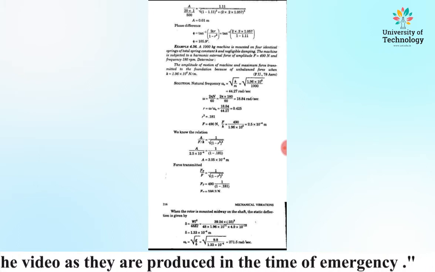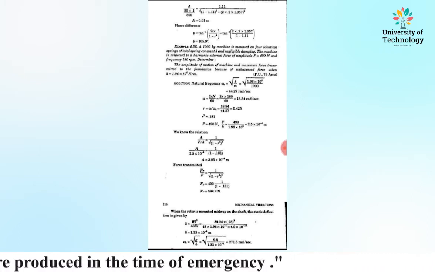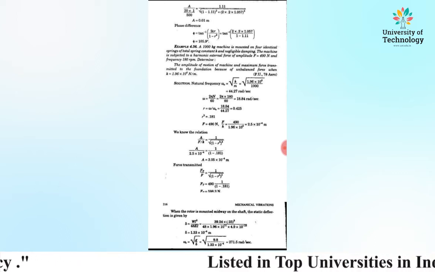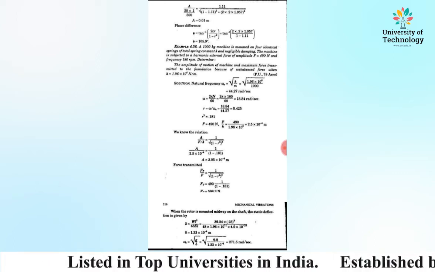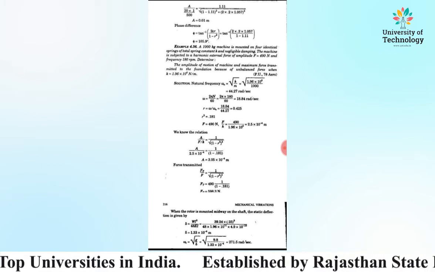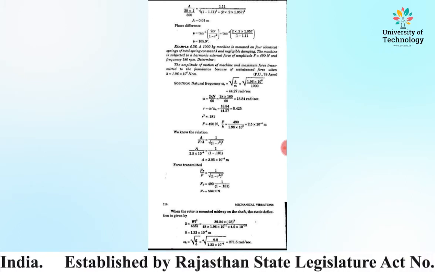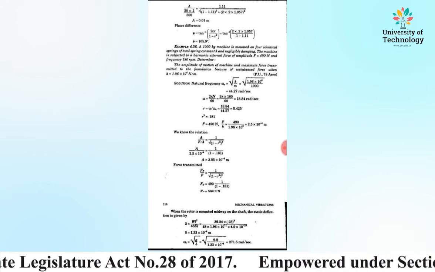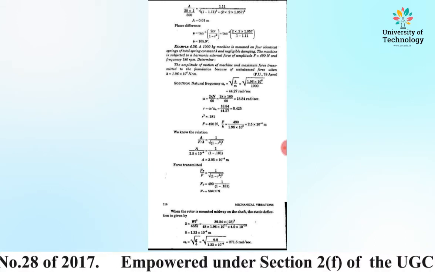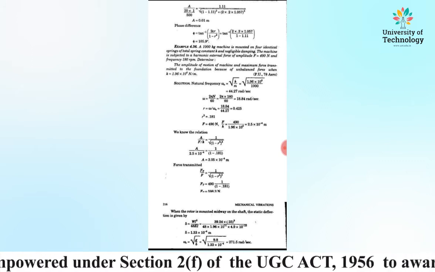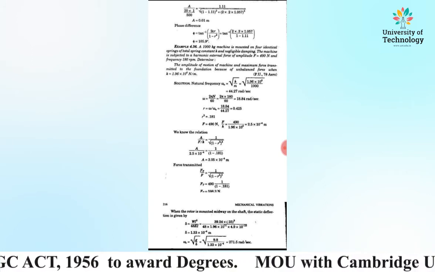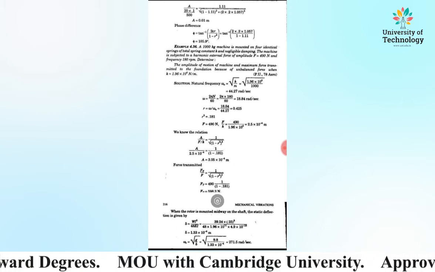And the phase difference is equal to tan inverse of 2 zeta r upon 1 minus r squared. Here the value of zeta is equal to 0.20 and r is 1.057. By solving this we get the value of phi equal to 105.9 degrees.